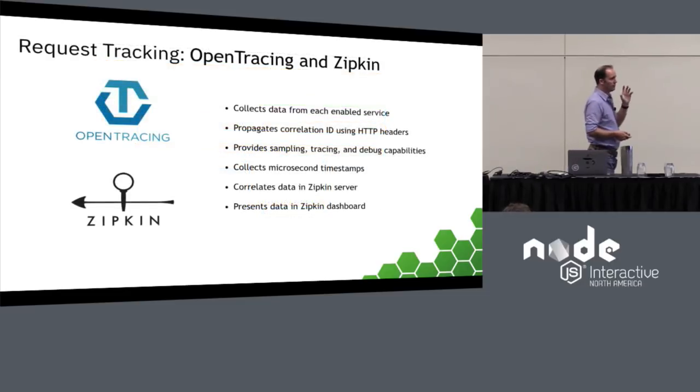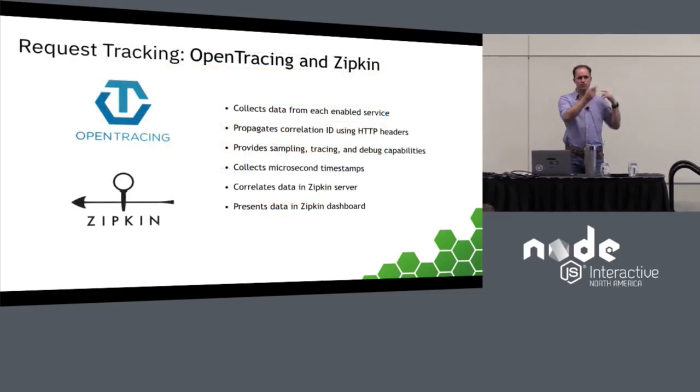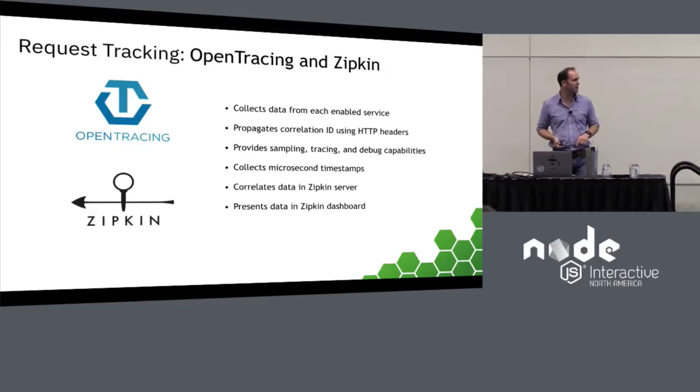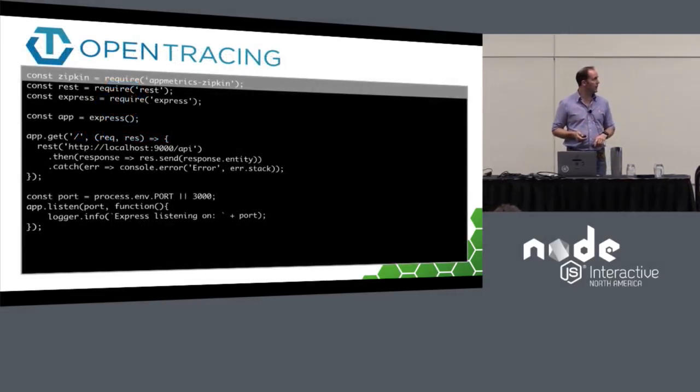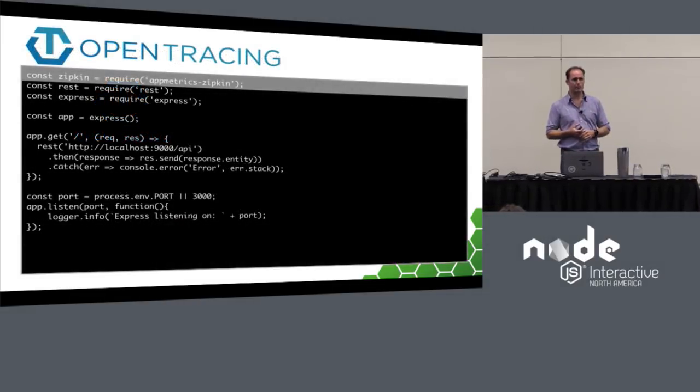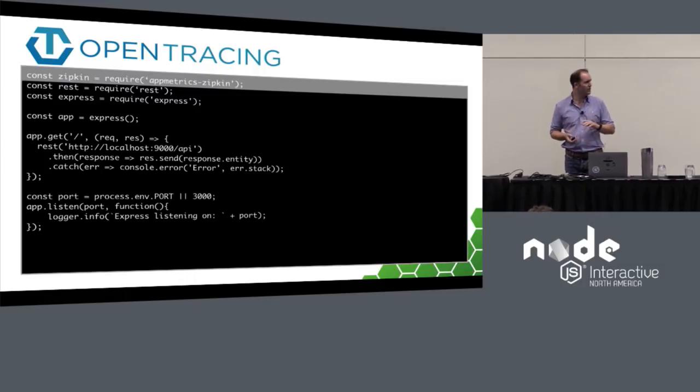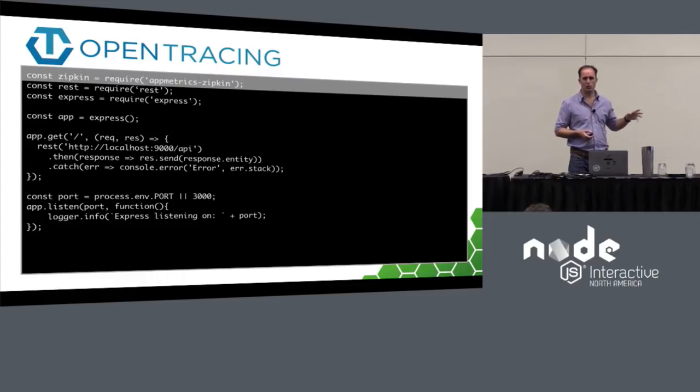So that's quite complicated. I have to get some headers, I have to read them, I need to put them into my outbound requests, and I need to send the data to a Zipkin server. Now, luckily, my team creates something called AppMetrics, which is a monitoring system for Node. It's open source. And we have just created an extension to AppMetrics called AppMetrics Zipkin. And this does it all for you. With just one line of code, we enable Zipkin support in a Node application to do that header propagation and to send the data to the Zipkin server.